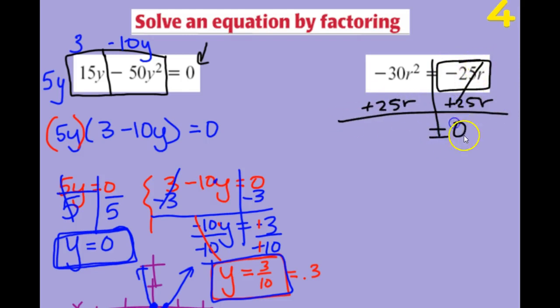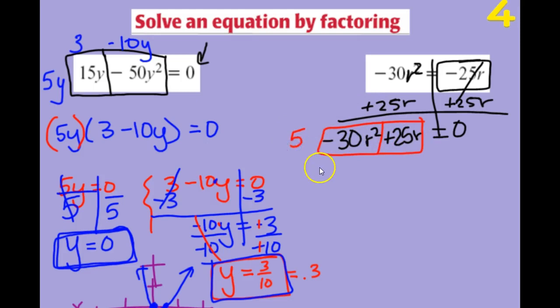So now it's equal to nothing, 0. But you can't combine these because this is r squared, and this is just r. So write them separately. Negative 30r to the power of 2 plus 25r. Now it looks like the last one, so I'm going to factor out what they have in common. So I'm going to draw my box around it. Both of these are multiples of 5, so I'm going to pull out a 5. If you want to pull out a negative, you can.